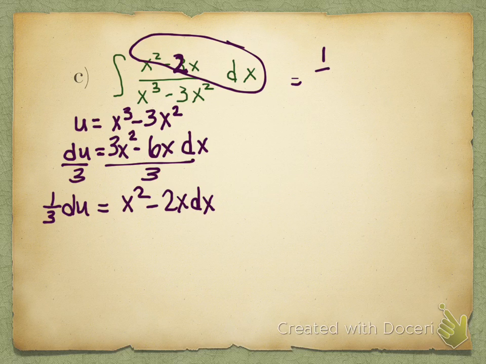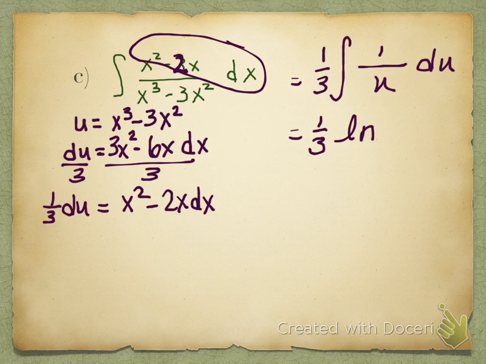So I've got my 1/3 in front. I've got the integration symbol. I've got a 1 on top and a du at the back. That's all the 1/3 du part that I replaced. And I've got u in the denominator. Sound good? Okay. All right. I've got 1/3. This is exactly like the last problem at this point. ln of the absolute value of u and plus c.